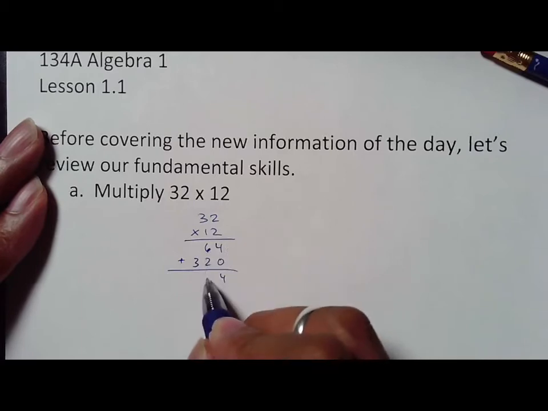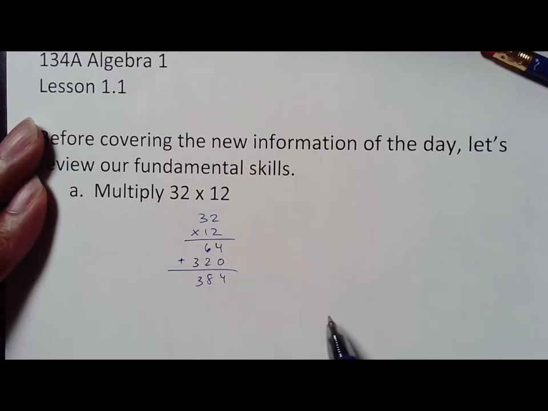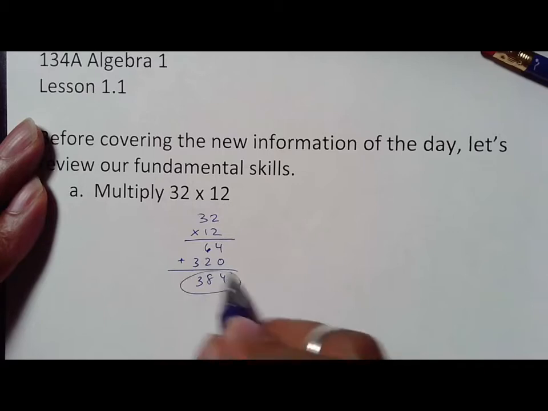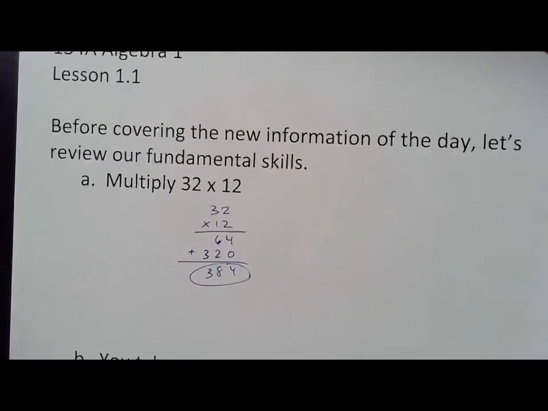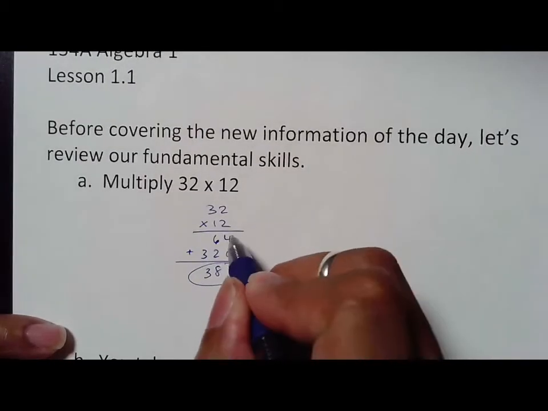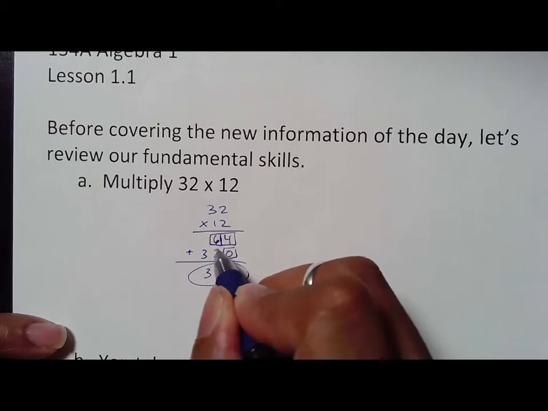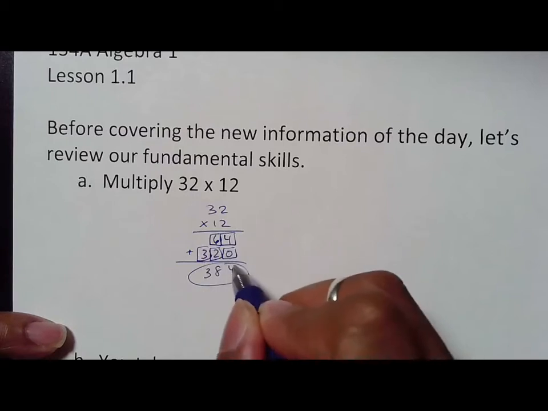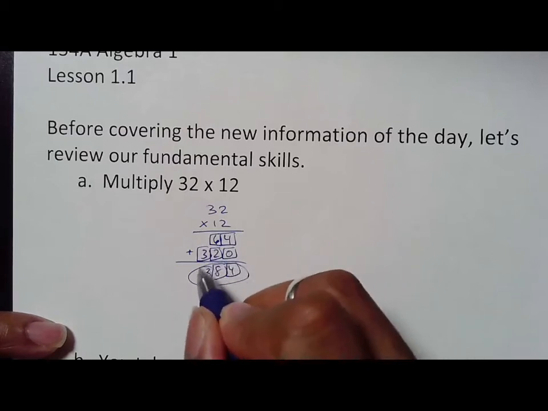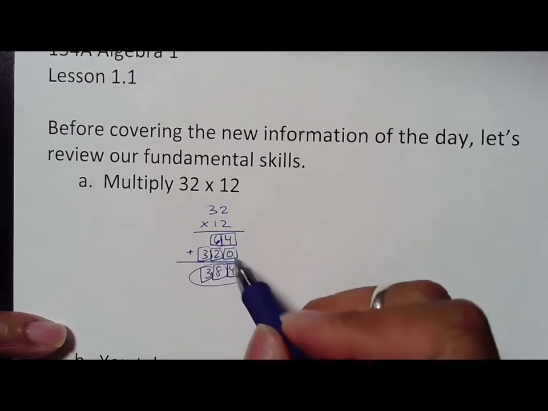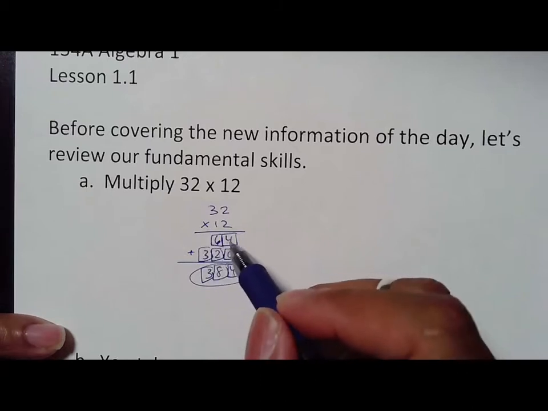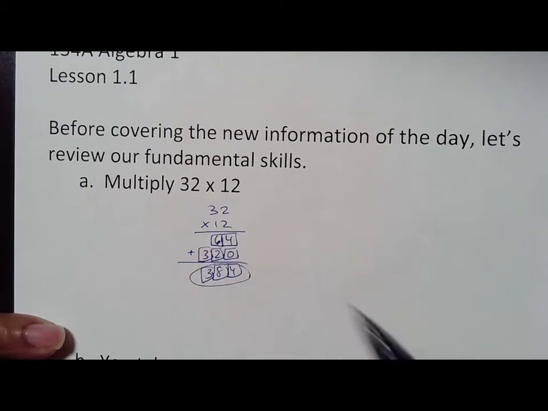4 plus 0, 4. 6 plus 2, 8. Bringing down 3 and getting the answer of 384. Now on MyMathLab, it's going to be important you understand that you only need to type these numbers in. If something carries, you don't need to put that. You just put the 64, the 320, and the 384.